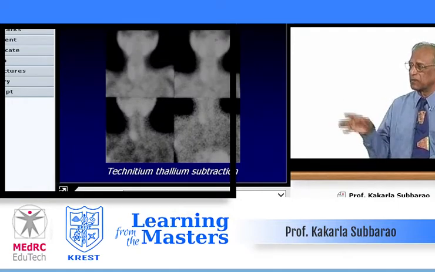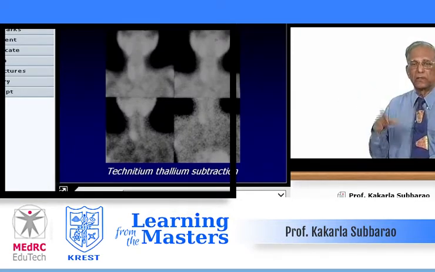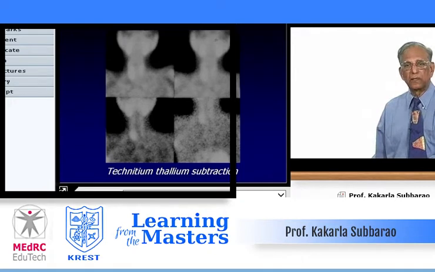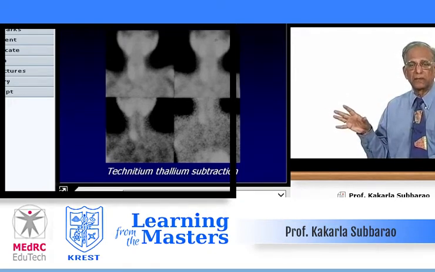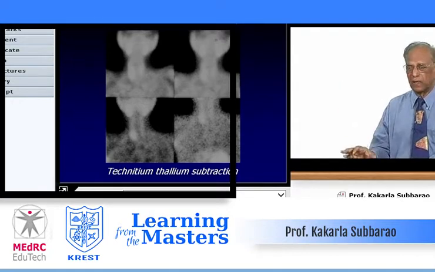Technetium thallium subtraction: technetium shows all the thyroid and parathyroid, and then you subtract the thyroid from thallium and you find the parathyroid adenoma. Nowadays, cystoscopy also may be used.